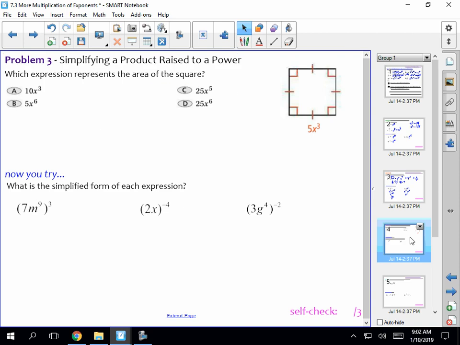So simplifying a product raised to a power, this is kind of like a Common Core-ish type problem you might see on a multiple choice. It says, which expression represents the area of a square? Well, let's think about this for a minute. How do you calculate the area of a square? You're given one side length, length times width, and for a square, the length and the width will be the same. So you're really just taking that length or the width and squaring it, right? That's what it means to be a square. Its dimensions are squared.